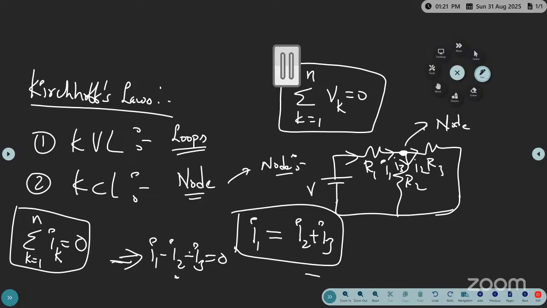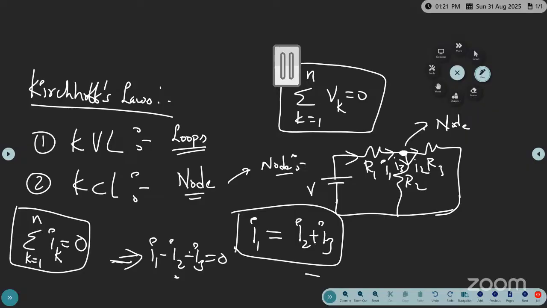Write down the point formula of KCL: sigma k is equal to 1 to N, Ik is equal to 0. Or you can write V1 plus V2 plus V3 and so on, Vn is equal to 0, and I1 plus I2 plus I3 and so on is equal to 0. This is about KCL and KVL. For 2 marks, only the statement is enough. For a long answer question, you have to consider one circuit, explain about this circuit and write down the formula.